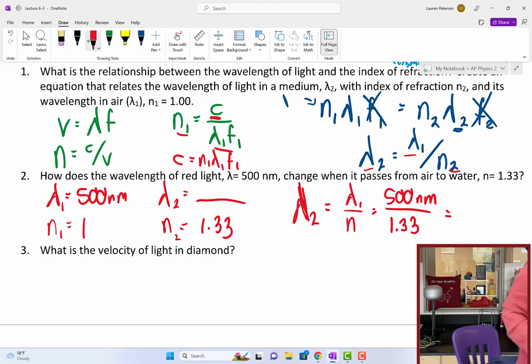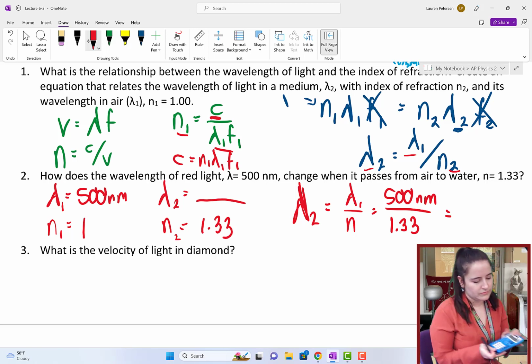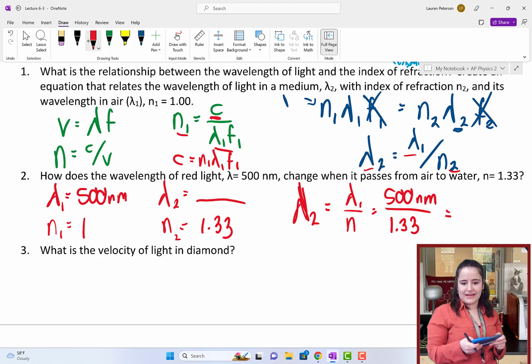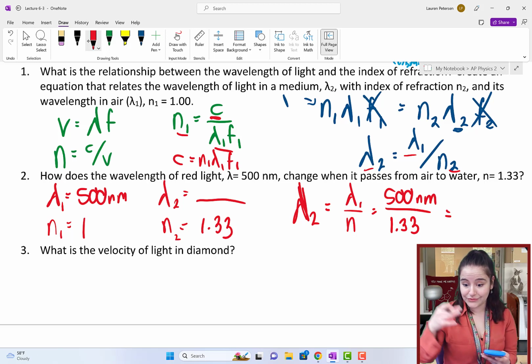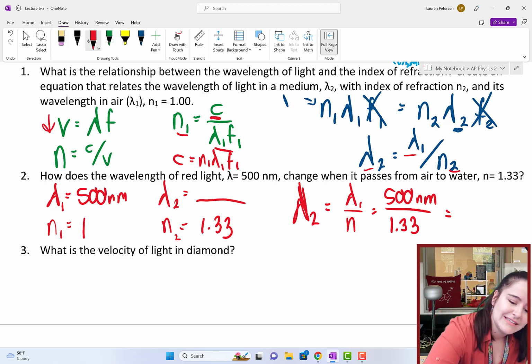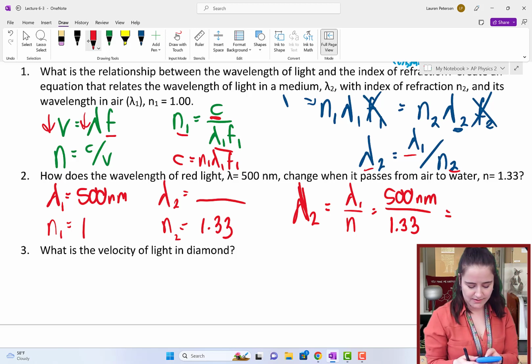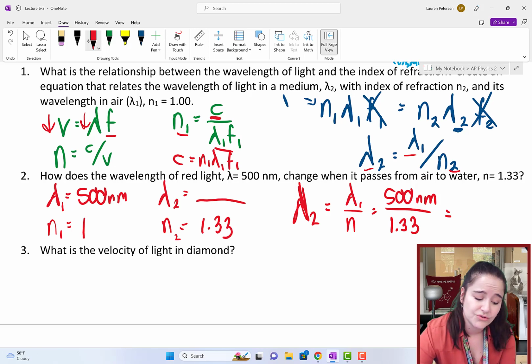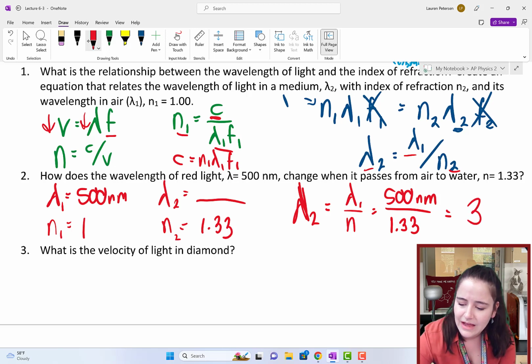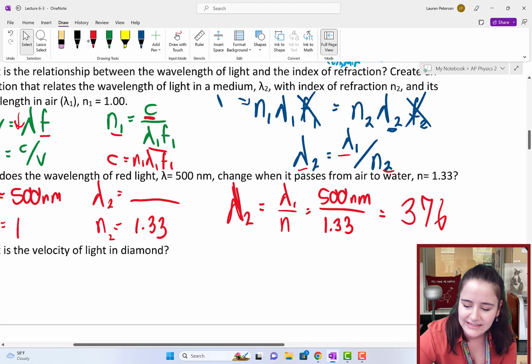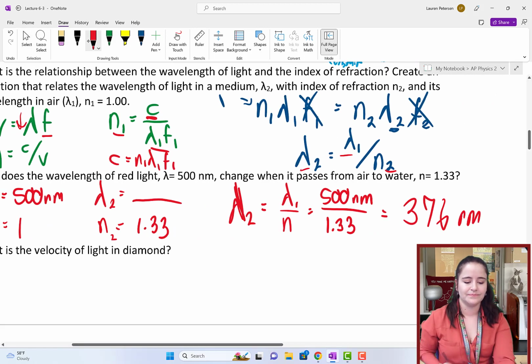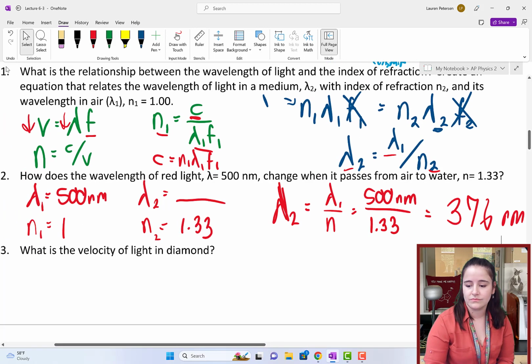it should be getting shorter. Because if that frequency is constant and now it's slowing down, if that speed is decreasing and the frequency is constant, we expect the wavelength to decrease. So we got 500 divided by 1.33, which gives us 375.9. So I'm going to go with 376 nanometers. Okay, cool.